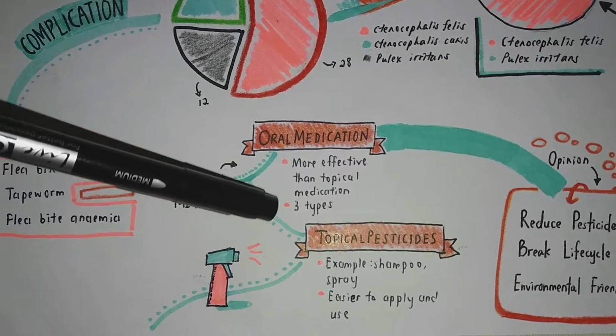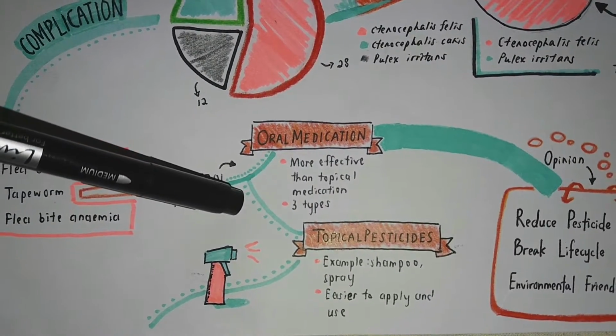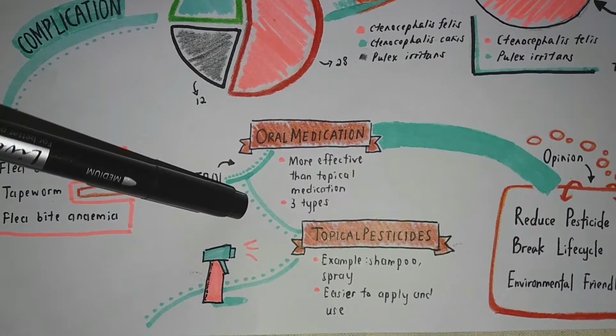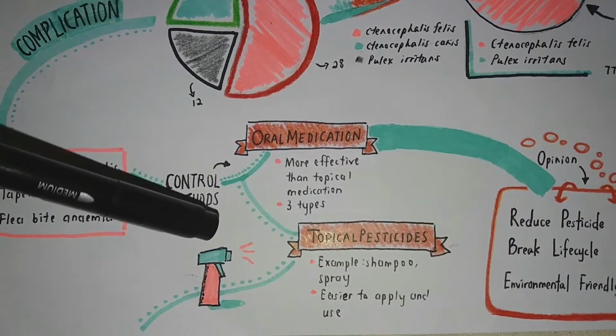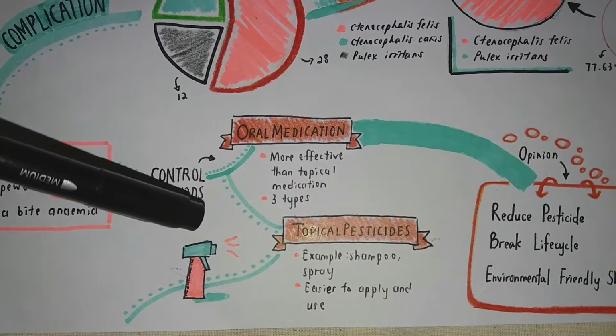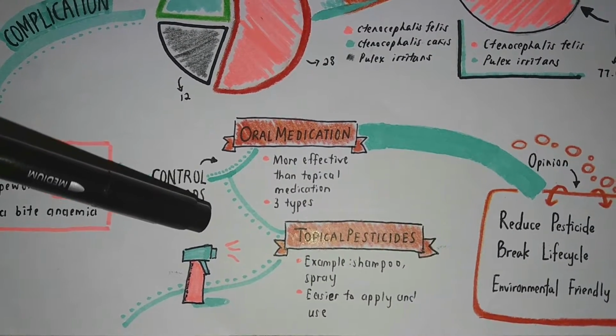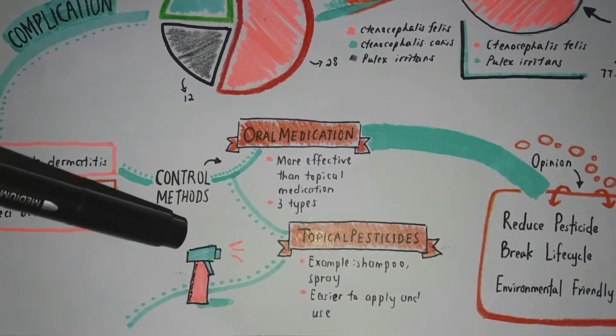There are three types of oral medication, in which the first is prescription oral flea-killing medication, second, over-the-counter oral flea-killing medication, and last, prescription medication that does not kill fleas.